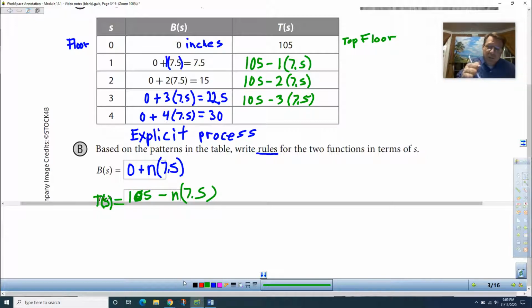That's explicit process. It gives you one equation, gives you one piece of information. I don't have to know anything else. I go straight there to my answer. Now I can use it over and over again to get more information, but it gives me one piece of information explicitly, specifically, one piece. All right, so that's an explicit process.